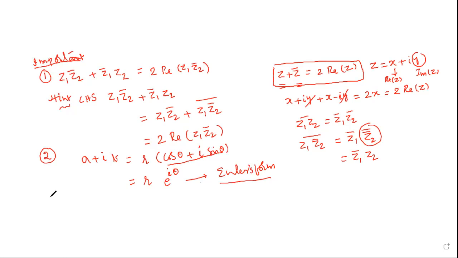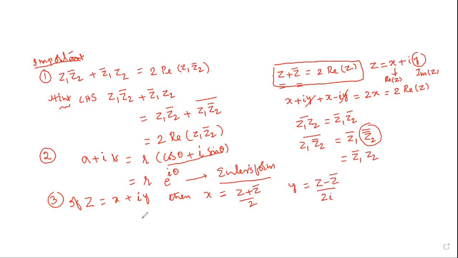Next one. Third important point: you can see Z is equal to x plus iy. If Z is equal to x plus iy, then x is equal to Z plus Z bar by 2, and y is equal to Z minus Z bar by 2i.